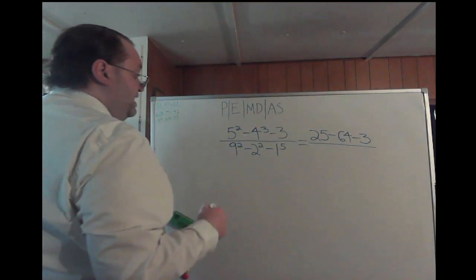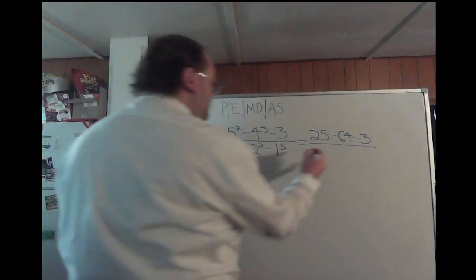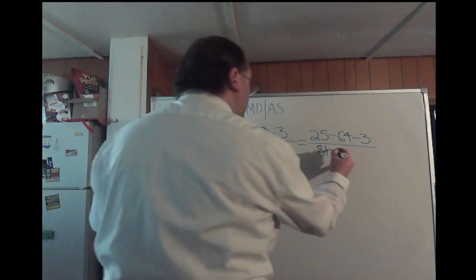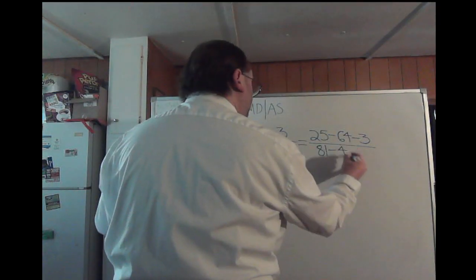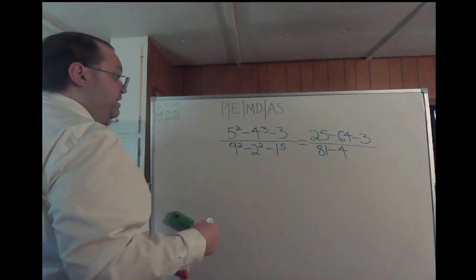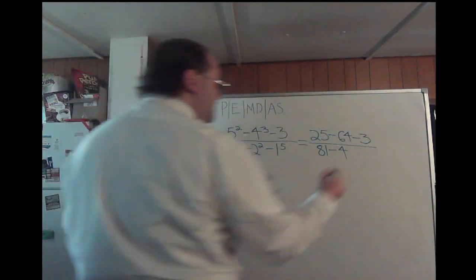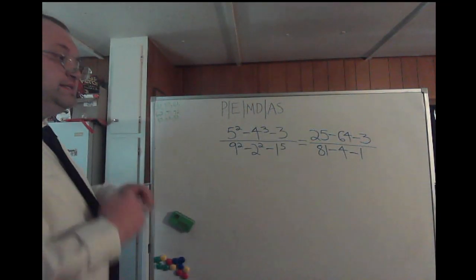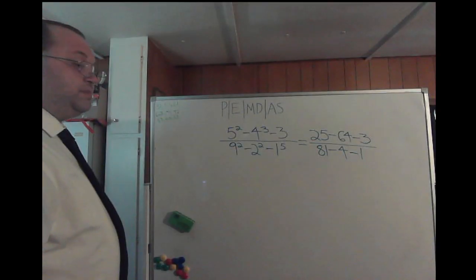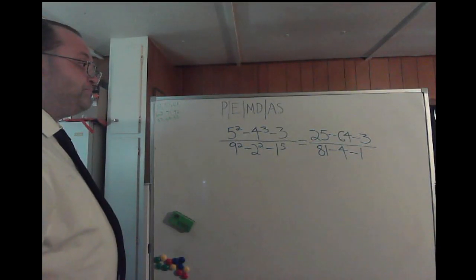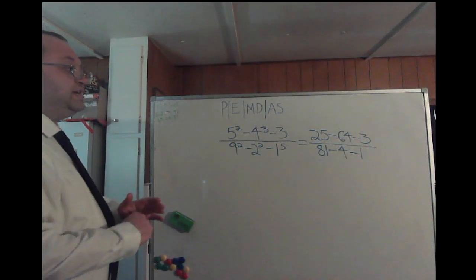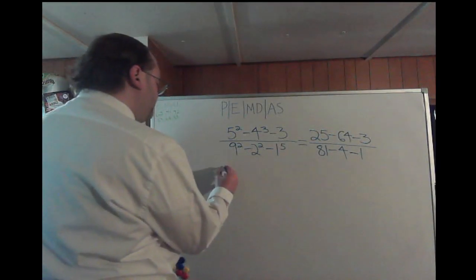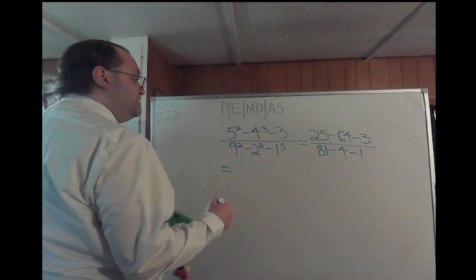Over, let's do your denominator. 9 to the 2nd power, that's 81. Minus 2 to the 2nd power, well that's 4. Minus 1 to the 5th power. Well, we know 1 to any power, that's 1. That's really easy. That's just multiplying 1 by itself 5 times, you'll get 1. Alright, so now it looks like in the numerator and denominator we're left with a simple subtraction problem. So 25 minus 64.